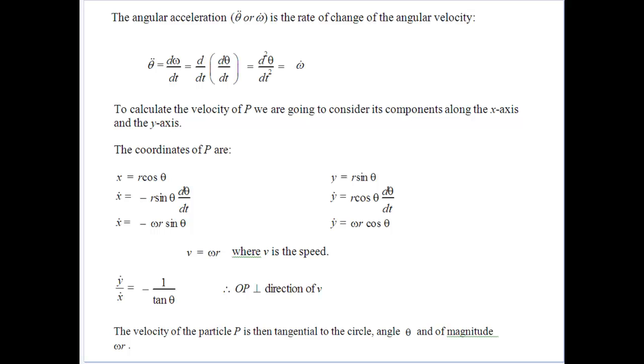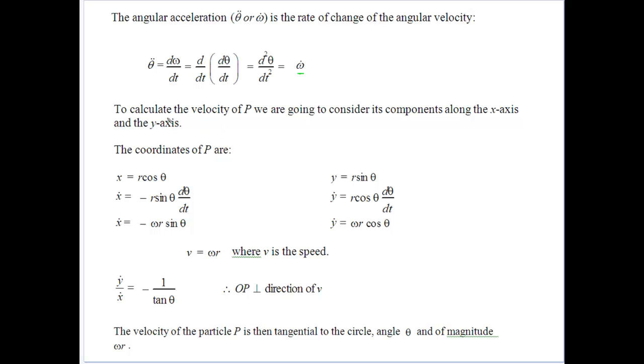Rate of change of the angle over time is what we're going to call our angular velocity and give it the letter omega. So therefore the angular acceleration is the rate of change of the angular velocity. So theta double dot, or d omega dt, or d dt of d theta dt, or d squared theta on dt squared, or we could write it as omega dot. So any of those are talking about the angular acceleration, so rate of change of the angular velocity.